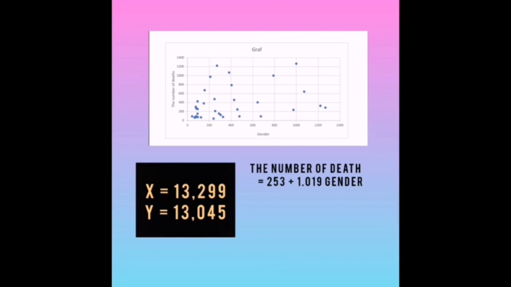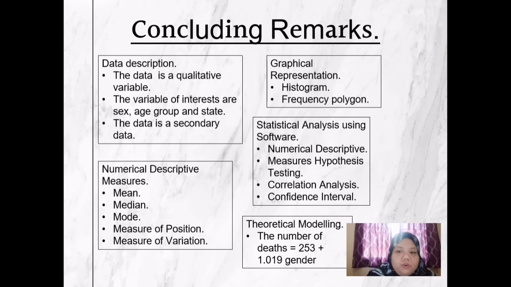Thank you. Okay, for the 6.0 concluding remarks, I will explain a little bit about the content of our assignment. First is data description. The data is a qualitative variable. The variables of interest we chose are sex or gender, age group and states. The data is secondary data because we got it from the internet.